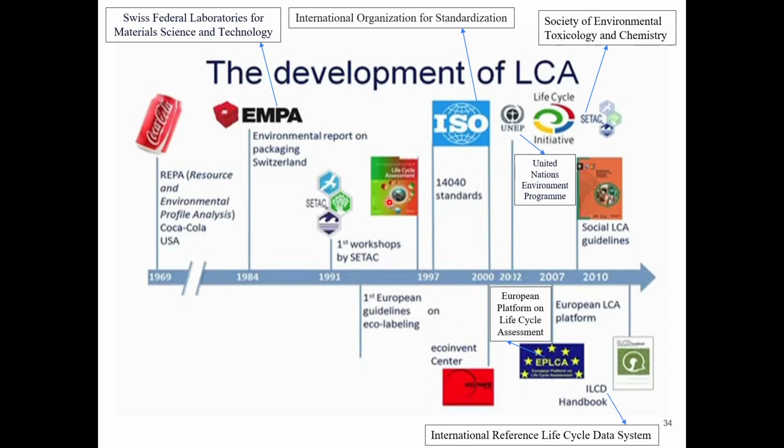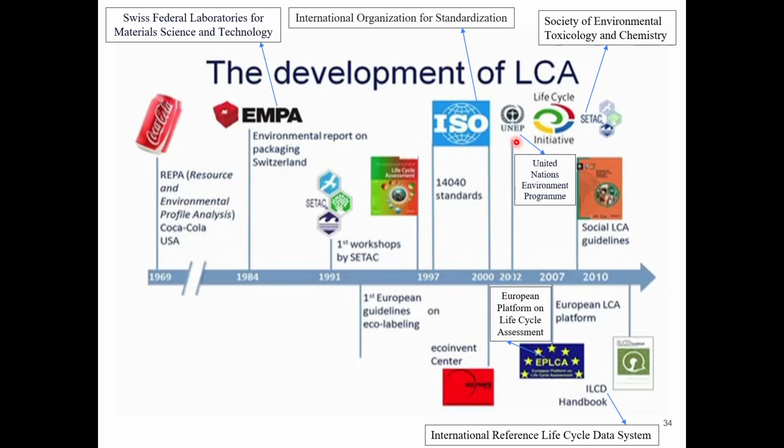In 1997, a book was published on life cycle assessment, and from 1997 to 2000, the ISO, the International Organization for Standardization, developed standards, which were published as ISO 14040. That is basically the code for life cycle assessment. In 2000 also, the Eco Invent Centre, that is the Eco Invent database from Switzerland, was established in 2002.